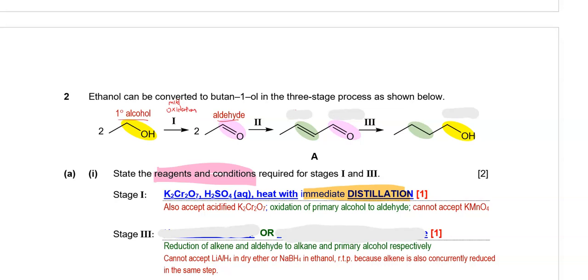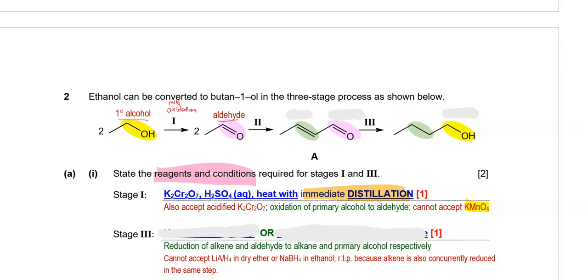If not, your aldehyde will further oxidize to carboxylic acid. Now, take note, we cannot accept KMnO4 because KMnO4 is a very strong oxidizing agent. It will bypass the aldehyde stage directly. It will go straight to carboxylic acid.